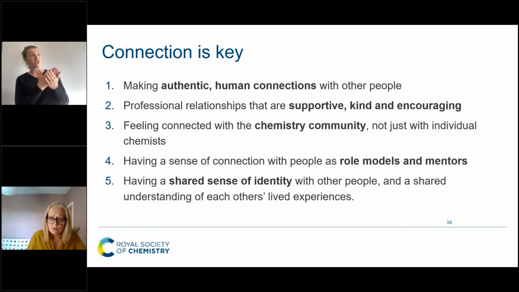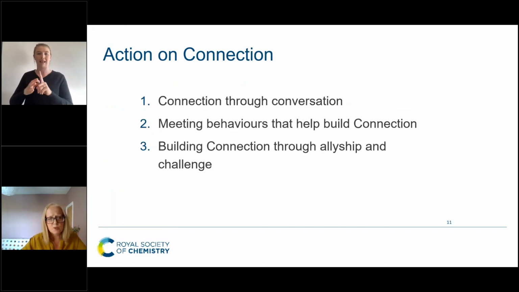But what do we do about building connection? One of the things that the RSC is working on at the moment is generating tools to help build connection. And on the final slide, I just pulled out 3 areas of activity which certainly support the building of connection. The first is connection through conversation. So reaching out to others, making time for conversation, making sure the language you use in conversation is inclusive and respectful, and being a good listener.